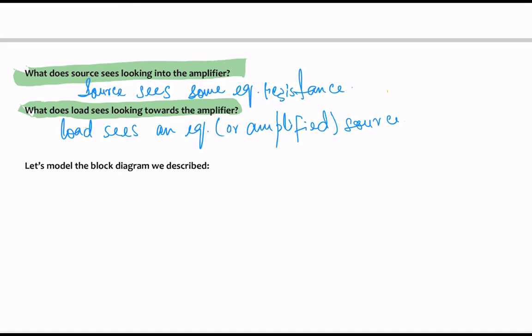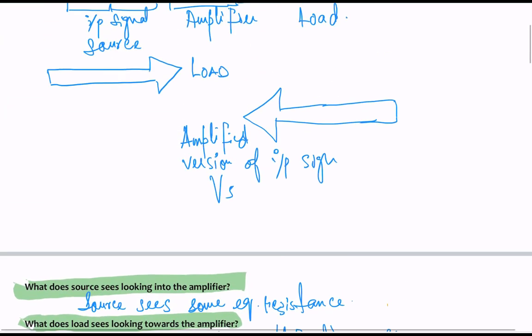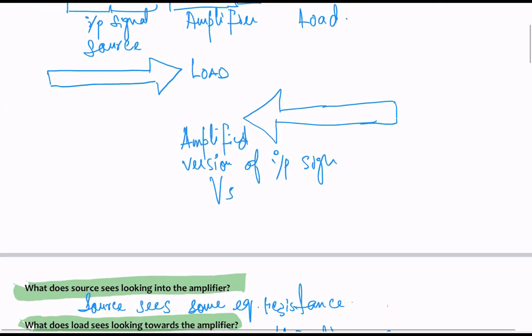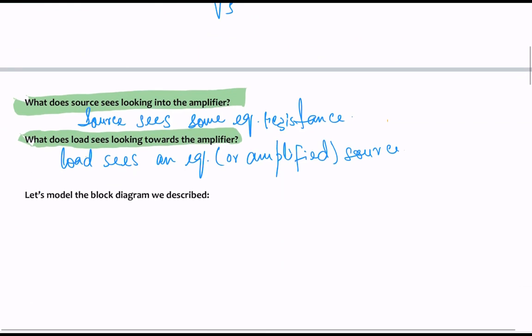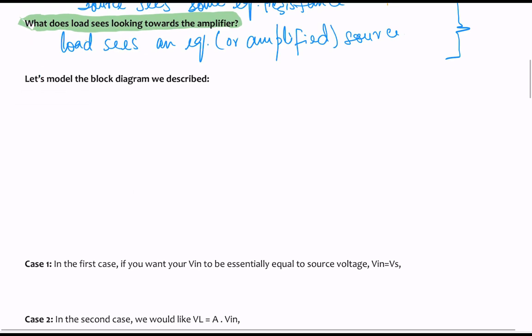Okay, now I'm going to model the block diagram which I have over here, considering these two factors right here. Again, I have this input source Vs. Remember, this is your input signal. Whenever we model a practical source, we have the source resistance, which I labeled as Rs.